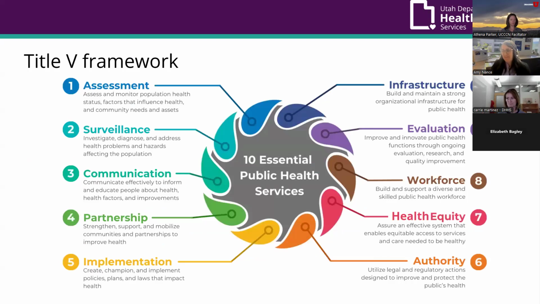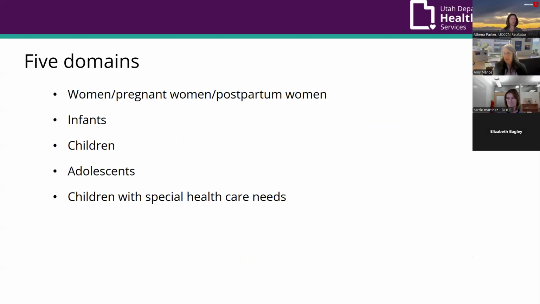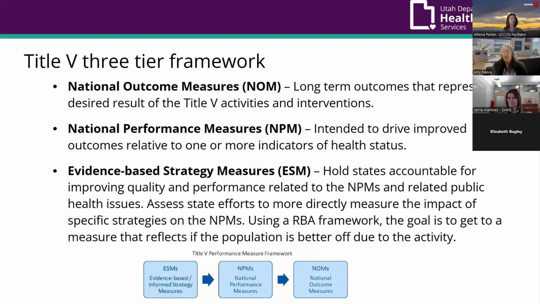So again, our framework uses the Essential Public Health Framework, and I'm not going to spend time on this, so Steph has time. Our 5 population domains that the block grant covers are women, pregnant and postpartum women, infants, children, adolescents, and again, children with special health care needs. And this is our federal mandate, to work within these 5 population domains. Through the Title V block grant, we have national outcome measures, national performance measures, and then we use evidence-based strategy measures. So this is what we're doing at the state to help get funds out into the community and through our programs.